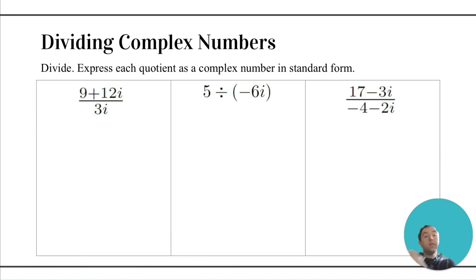So that helps us to divide complex numbers. These are all division problems, right? So we're asked to divide and then express each quotient, or the answer to the division problem, as a complex number that is in standard form. That just means this, right? A complex number in standard form would be a plus bi.